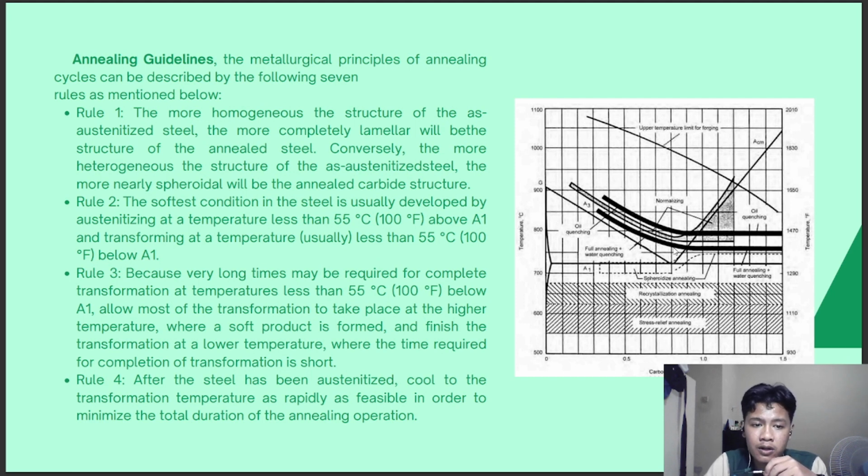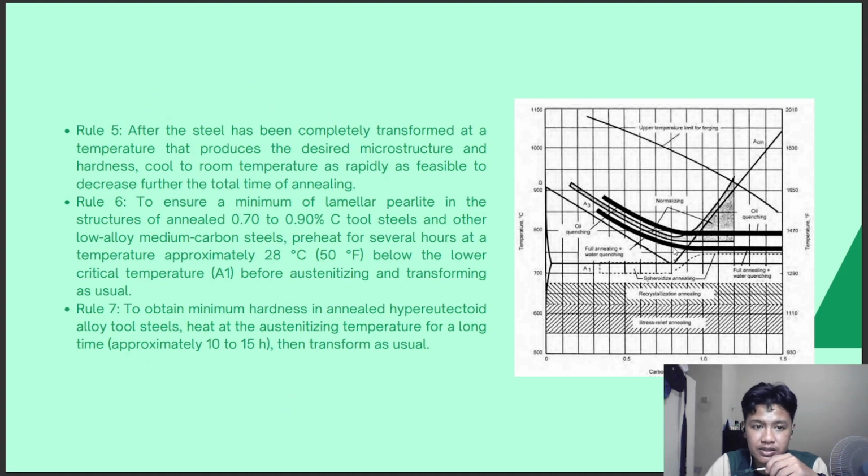Rule 3: because very long times may be required for complete transformation at temperatures less than 55 degrees Celsius below A1, allow most of the transformation to take place at a higher temperature, where a soft product is formed, and finish the transformation at a lower temperature, where the time required for completion of transformation is short. Rule 4: after the steel has been austenitized, cool to the transformation temperature as rapidly as feasible in order to minimize the total duration of the annealing operation.